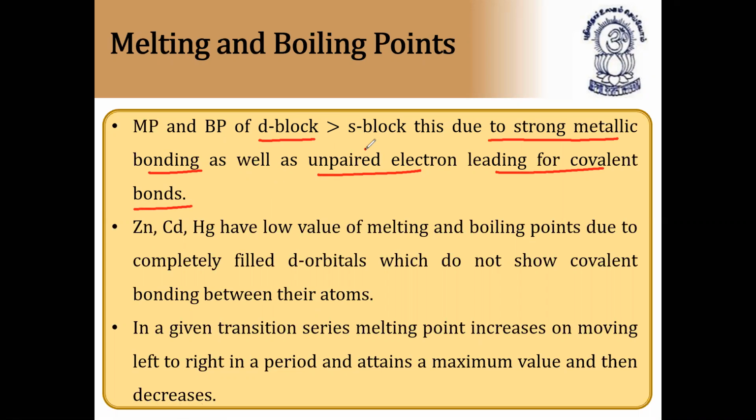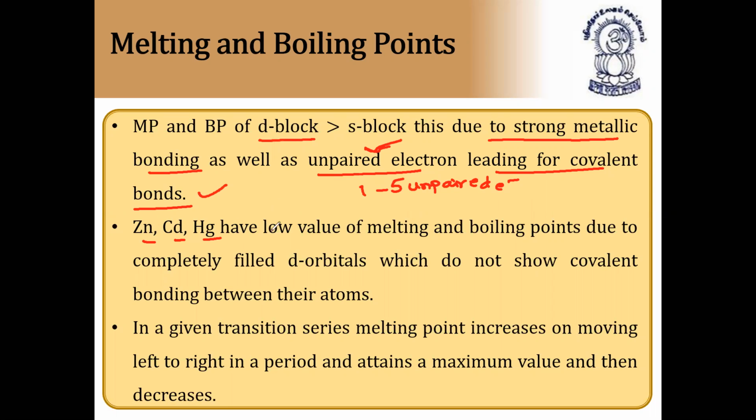As d block elements have unpaired electrons, as we have seen in the 3d series, 4d series, 5d, and 6d, they have at least one or two, or three, four, even five unpaired electrons. So they have from one to five unpaired electrons, leading to covalent bonds. That's why they are covalent in nature.